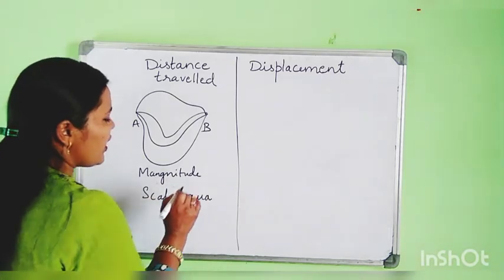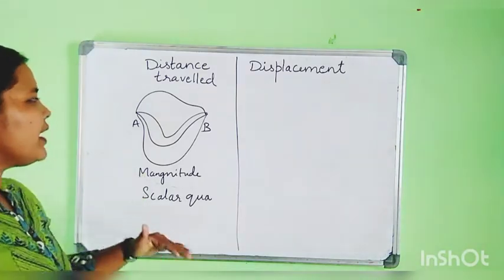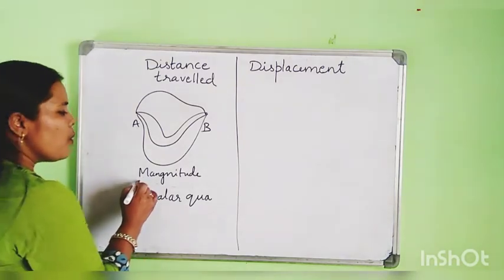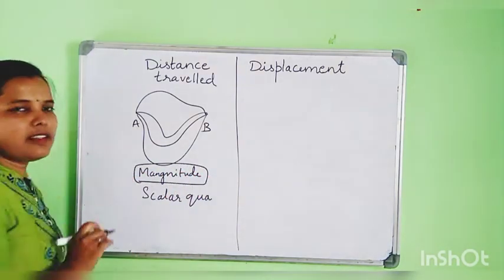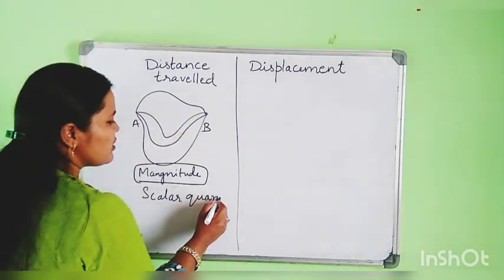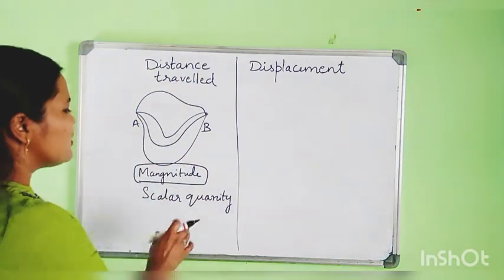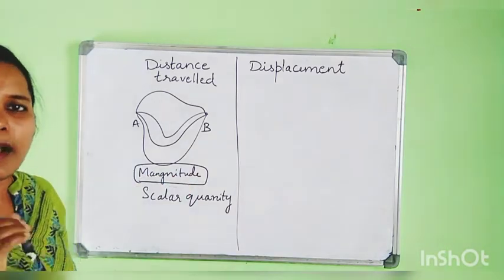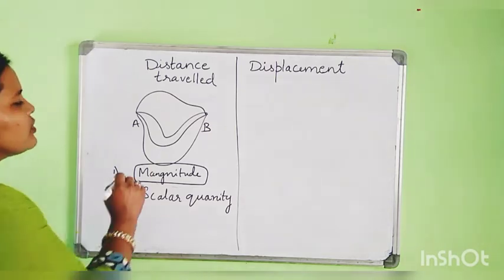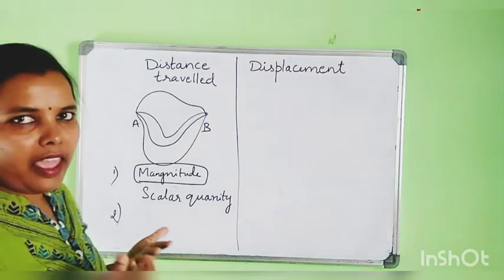What are these quantities actually? These are the quantities which are required to complete their description. In this distance traveled, we want only magnitude to complete the description, that is the path traveled, right? So the distance traveled is a scalar quantity because it needs only magnitude for the complete description.